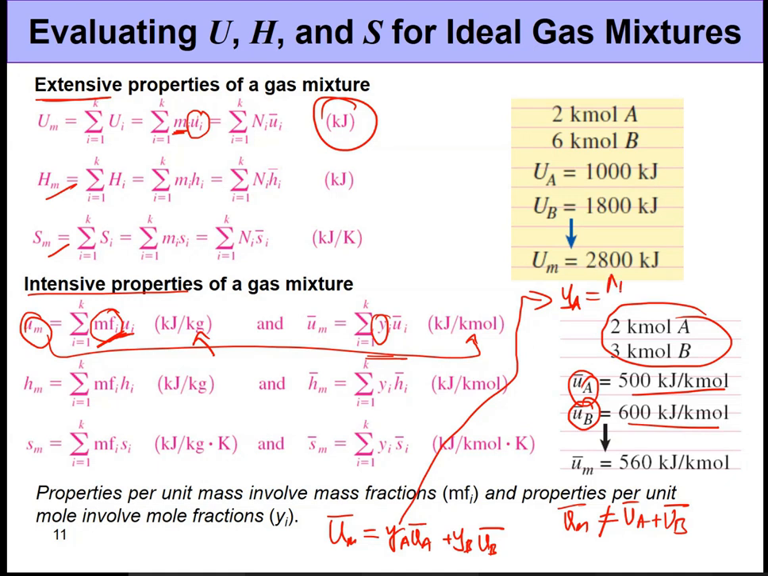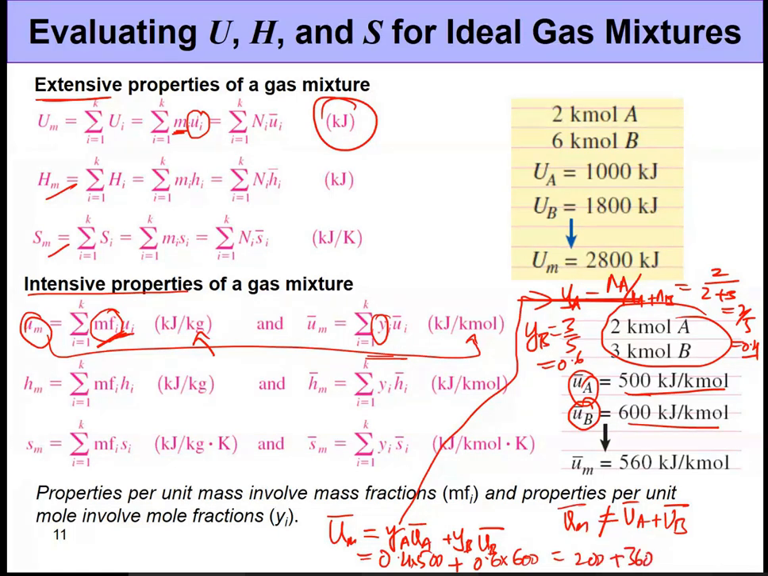It would simply be number of moles of A divided by the total number of moles of A plus number of moles of B. So that's 2 divided by 2 plus 3, so that's 2 by 5, okay, 0.4. So the mole fraction for B would be 3 by 5 or 0.6. So when I plug them in here, 0.4 times UA, which is 500, plus 0.6 times UB, which is 600, I'm going to get something like 200 plus 360, so that's 560 kilojoule per kilomole. Okay, that's what we got here.